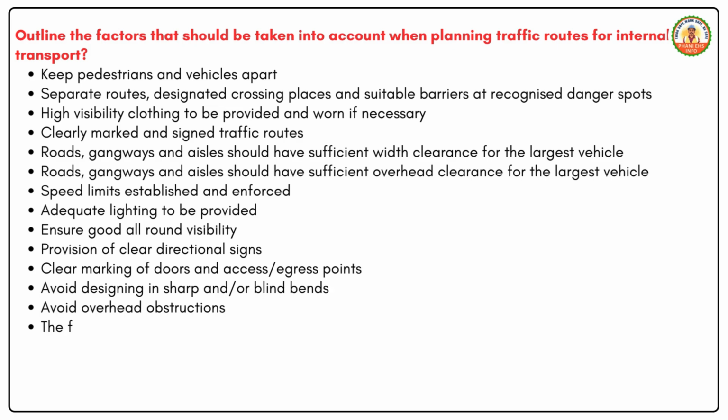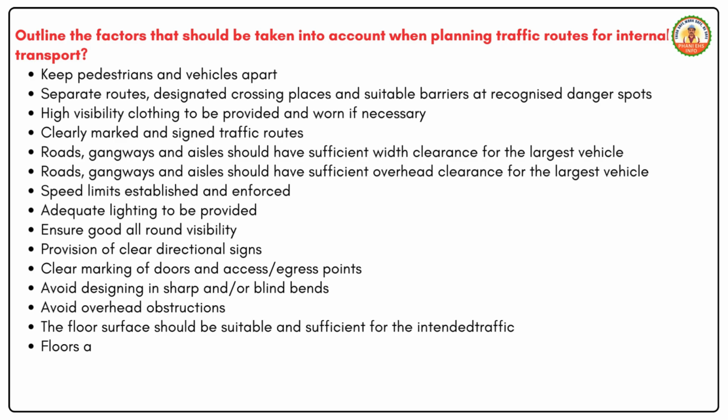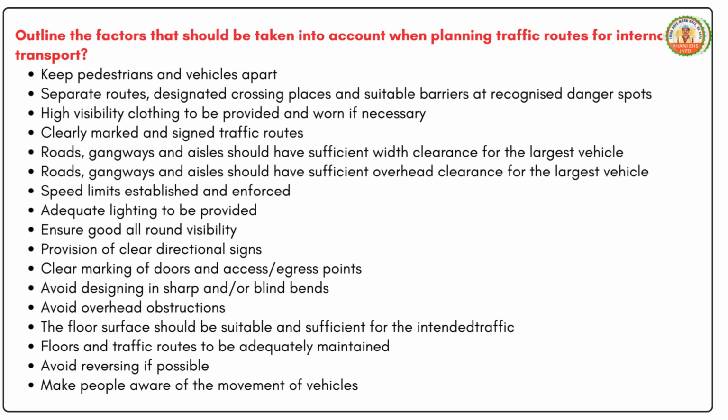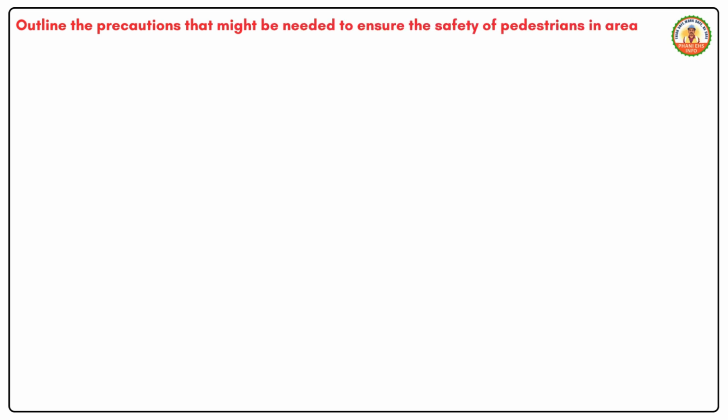Avoid overhead obstructions. The floor surface should be suitable and sufficient for the intended traffic. Floors and traffic routes to be adequately maintained. Avoid reversing if possible. Make people aware of the movement of vehicles. Outline the precautions that might be needed to ensure the safety of pedestrians in areas where vehicles are in use.